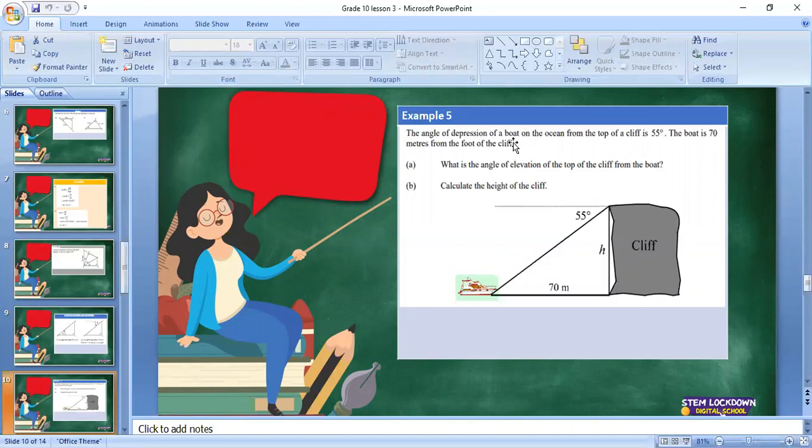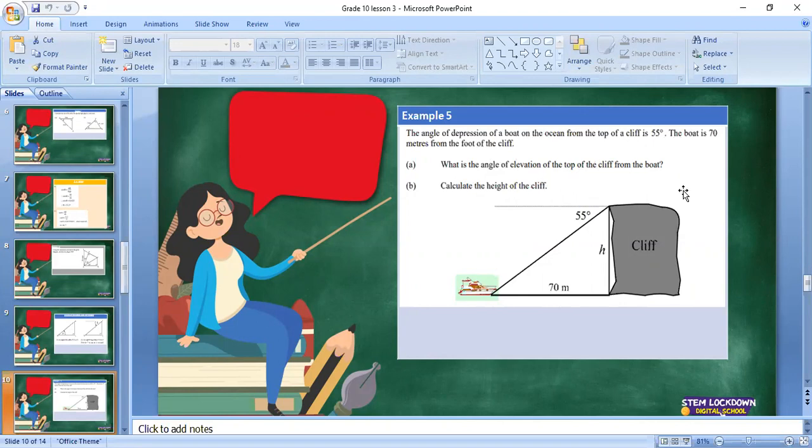Okay, the angle of depression of the boat on the ocean from the top of the cliff is 55 degrees, right? The boat is 70 meters from the foot of the cliff. There's the cliff, this is the foot of the cliff, there's the boat. So it's 70 meters from the foot of the cliff. Now, question. What is the angle of elevation of the top of the cliff from the boat?